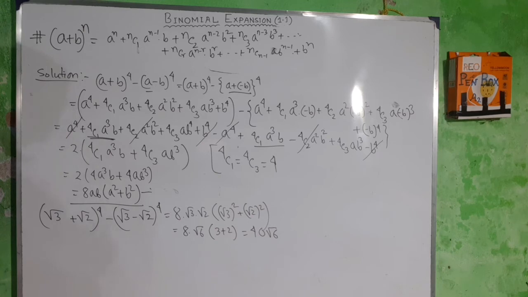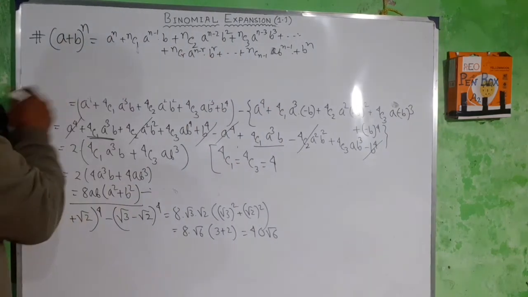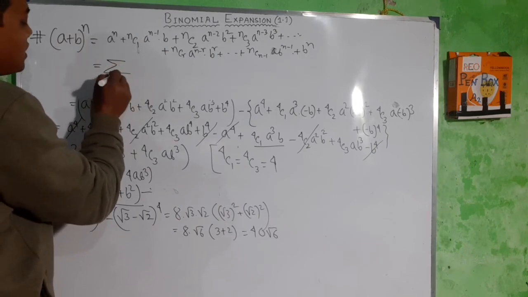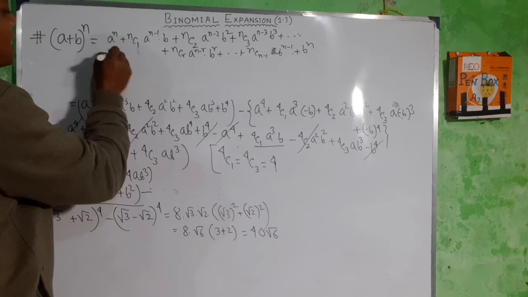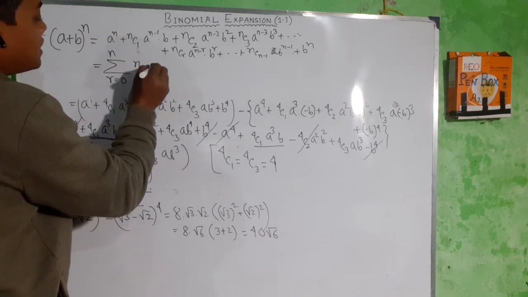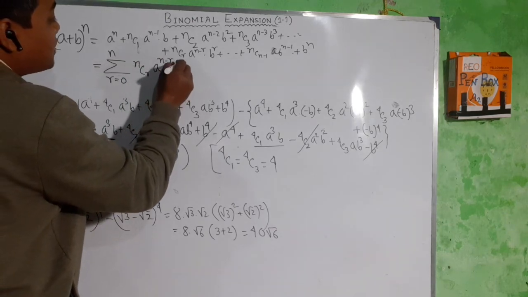So what have we learned? We have learned a plus b whole to the power n equals a to the power n plus nC1 and so on. This is the binomial expansion or binomial theorem for positive integral values of n. So I have written here the short notation: summation r equals 0 to n, nCr a to the power n minus r b to the power r.